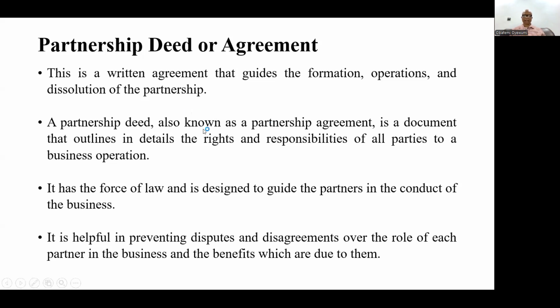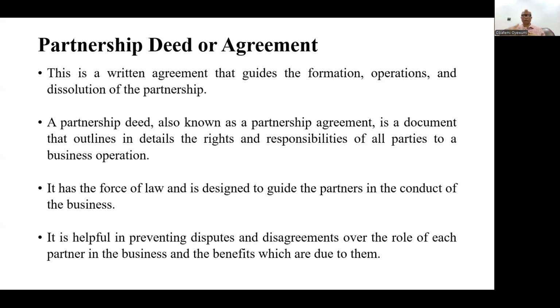A partnership deed, also known as a partnership agreement, is a document that outlines in detail the rights and responsibilities of all parties to a business operation. So all the rights and responsibilities of all the partners will be well explained and documented in a partnership agreement. It has the force of the law. That means that once it's entered and signed, then it has the backing of the law. So no partner can just say, oh, I'm no longer interested. Or rather, yes, it's possible for you to say you're no longer interested, as defined.